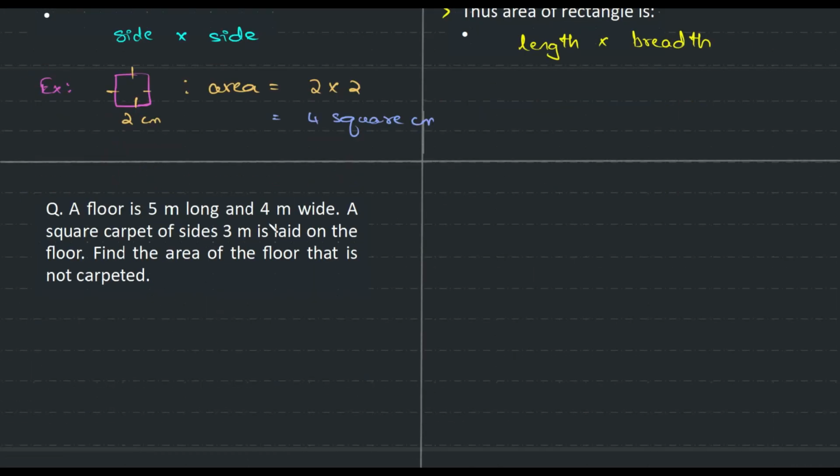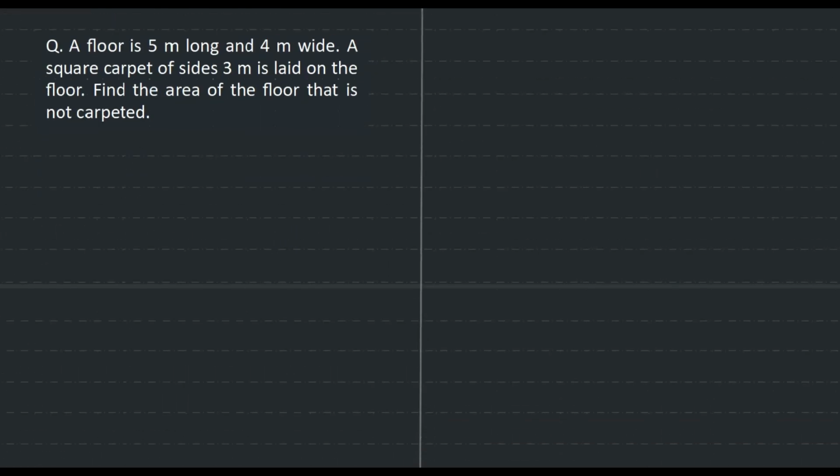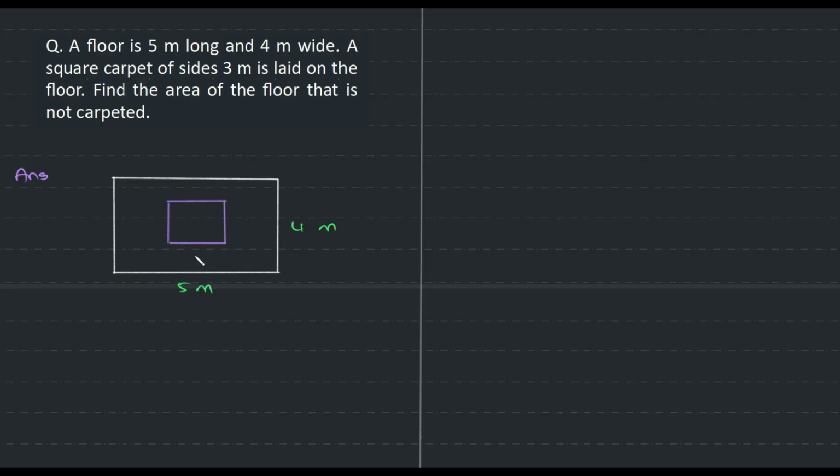A floor is 5 meters long and 4 meters wide. So basically, let's have this 5 meters long and 4 meters wide, something like this. A square carpet of side 3 meters is laid on the floor. Find the area of the floor that is not carpeted. It's a good question. So this is your floor, right? You have this floor and you happen to keep some carpet that is square in shape, and the dimension of this is 3 meters.